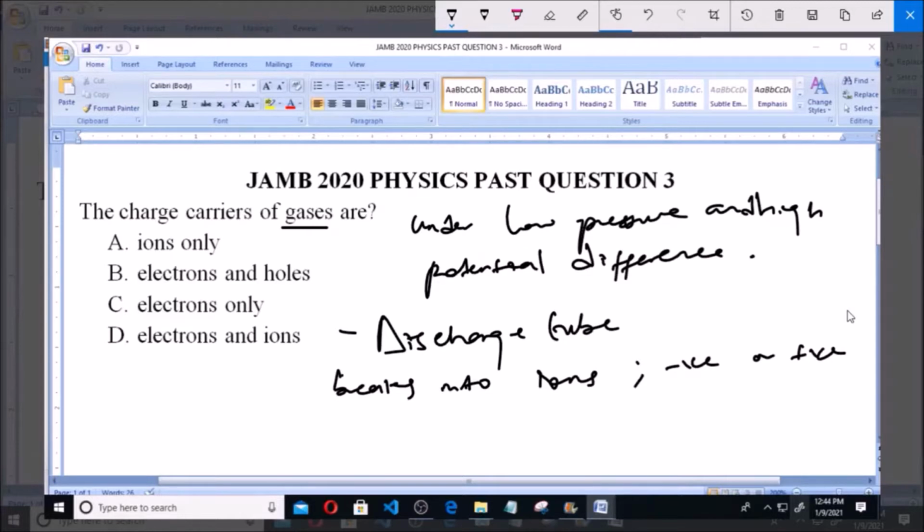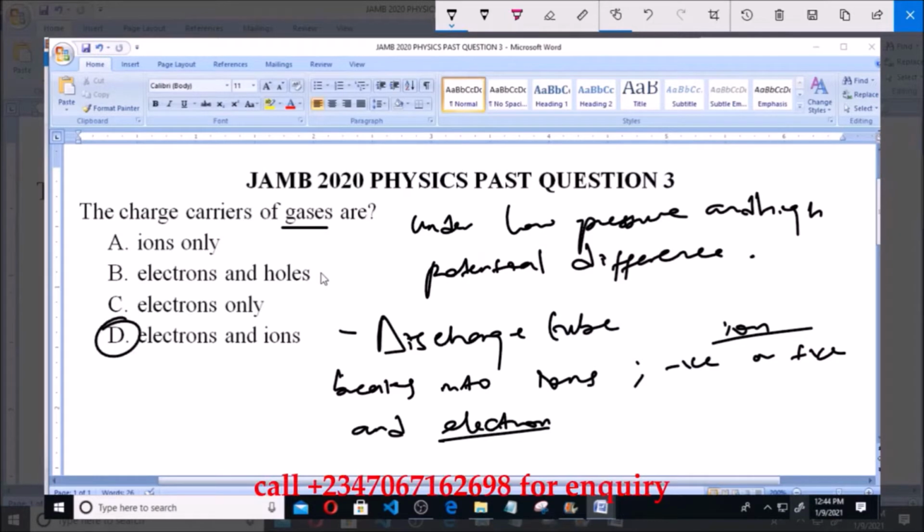Now these ions and electrons are responsible for the carrying of electricity, or for the carrying of the charge of the gas. So therefore, the charge carriers of gases are ions and electrons, and that is option D. Now, electrons and holes are the basic carriers of semiconductors. The hole is the positive carrier, while the electrons are the negative charge. But for gases, it is electrons and ions. So option D is the correct answer to this question.